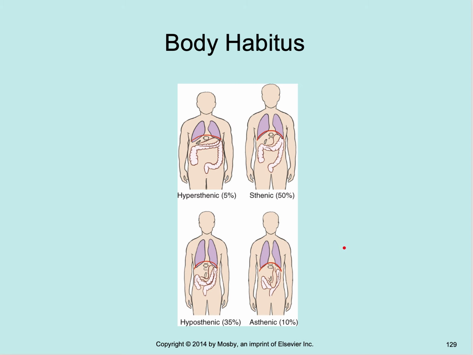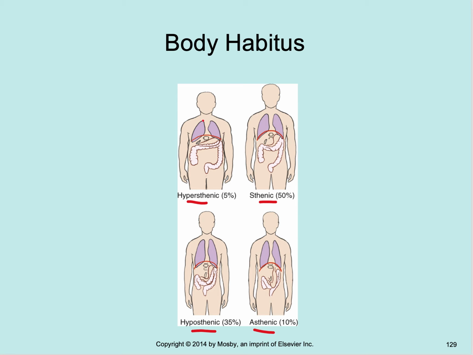Body habituses. There is hypersthenic, there is sthenic, hyposthenic, and asthenic. So know those 4 body habituses, know the percents associated with them. So hypersthenic 5%, sthenic 50%, hyposthenic 35%, and then asthenic about 10% of your population. And you can visualize what's going on within the anatomy.